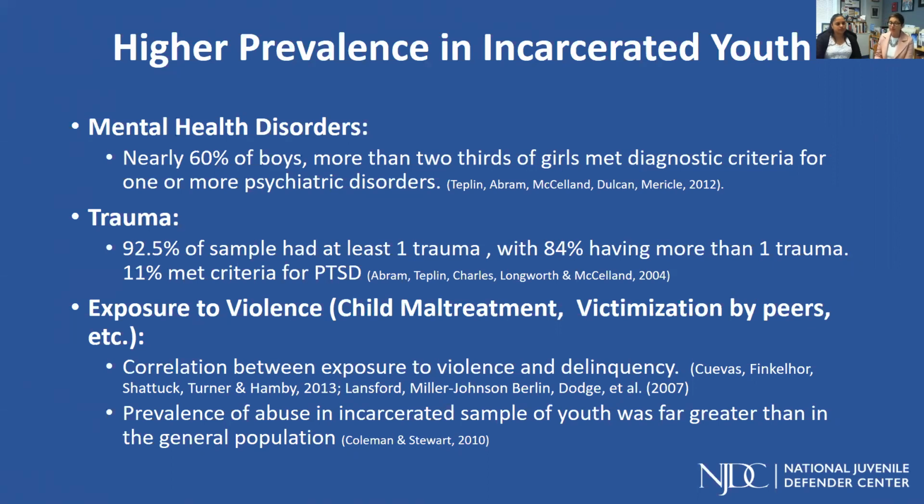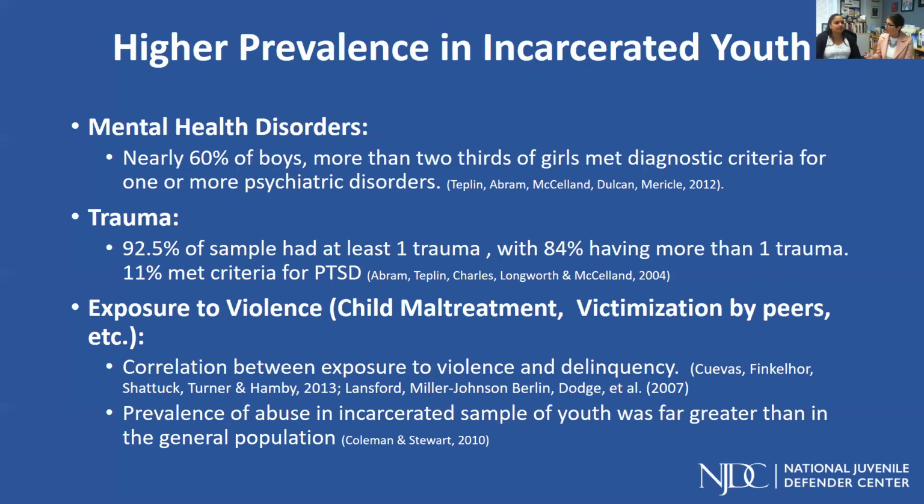We also know that young people who are in the juvenile court system have experienced high rates of trauma. One study indicates that more than 90% of young people have experienced at least one episode of trauma, and that 84% have experienced complex trauma, meaning they have experienced one or more episodes of trauma, and that 11% of young people have experienced post-traumatic stress disorder.